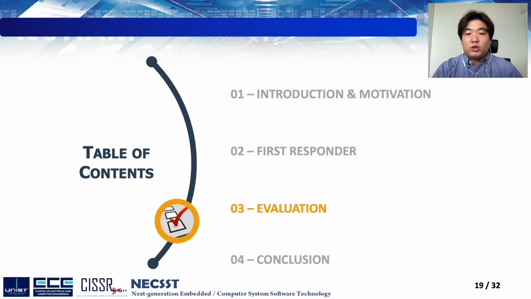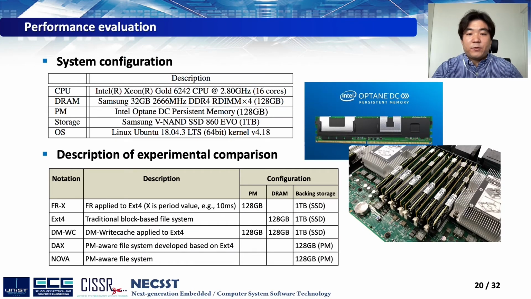From now on, I will show the performance evaluation for FR. The system configuration is as follows. In order to evaluate the performance of FR, we set up 5 comparison groups. FR-X indicates Ext4 with FR applied. X indicates the period value of the periodic flush technique. Then we use Ext4, DMWC, DAX, and NOVA for comparative evaluation.